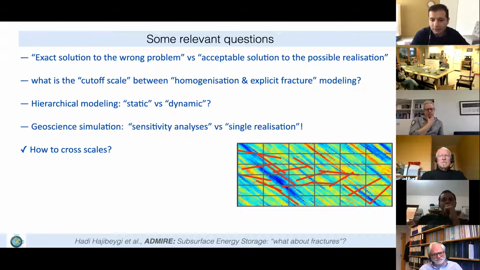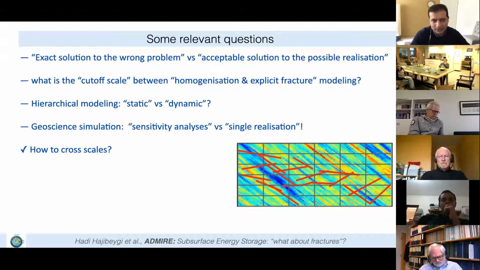I need to be transparent in difficulties and in successes. We usually present success, but there are so many questions that I still don't have a clear answer to. One is, are we looking at an exact solution to the wrong problem in geosciences because of lack of data? So our problems, whatever we come up with, are wrong, are approximate. Exact mathematical solutions to them don't really have value if the problem is wrong. We are looking perhaps for acceptable solutions to possible realizations.